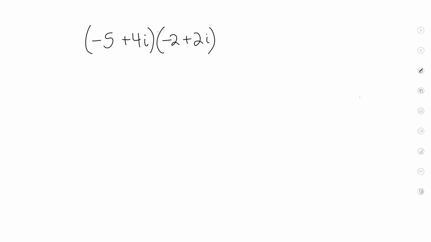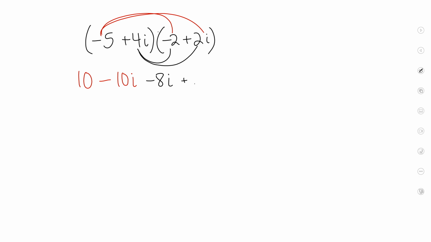All right, here's another question. -5 times -2 is a +10. Two negatives multiplied make a positive. -5 times 2i is -10i. So we did our first number. Now let's do the next number. 4i times -2 is -8i. 4i times 2i is 8i squared. There's two i's, so we're going to put i squared.